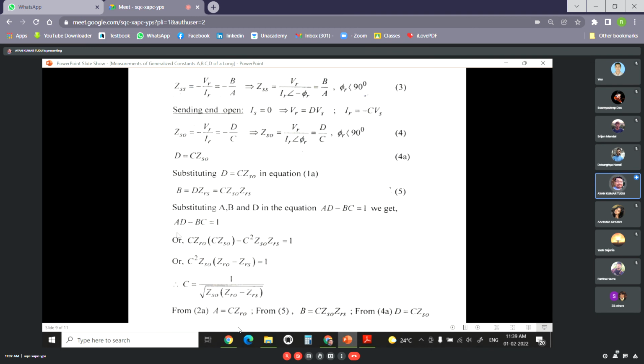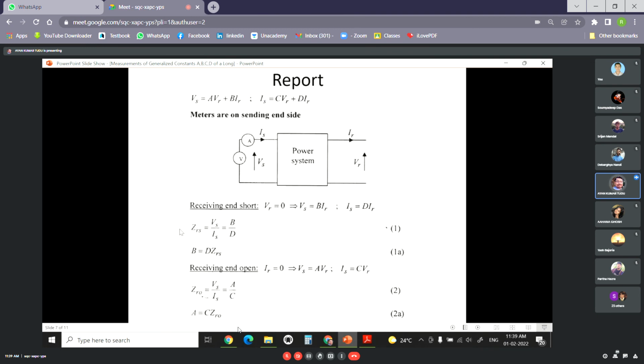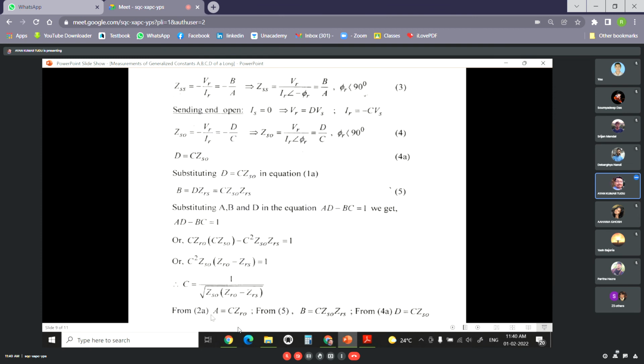So in place of A, we are writing this expression of 2A, that is C into ZRO. In place of D, we are writing C into ZSO, and in place of B, I am writing C into ZSO into ZRS. So this expression would be equal to 1. Keeping C in common, we get 1 by root over of ZSO into ZRO minus ZRS. So from this expression we get the value of C, and from the value of C, we can easily calculate the other values.